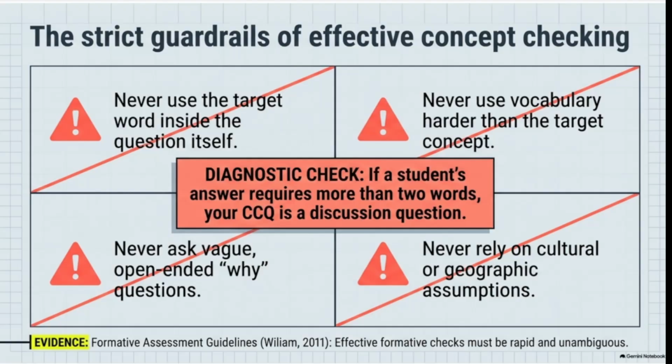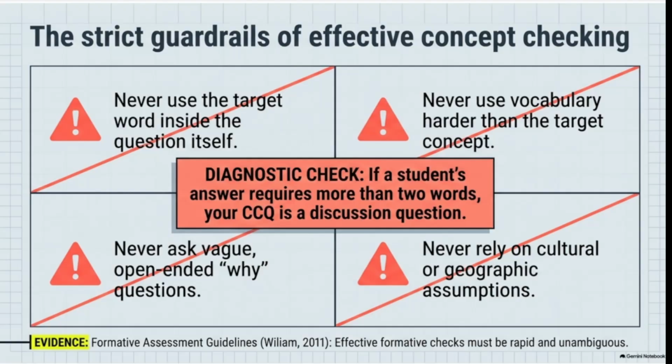Rule number 2. Never use vocabulary that is harder than the target concept. If the target word is difficult, your questions should use familiar language. Rule number 3. Avoid vague, open-ended, why questions. For example, why is he embarrassed? This may produce a discussion rather than a quick comprehension check. Instead, you may ask, did he make a silly mistake? Yes. Rule number 4. Avoid cultural or geographical assumptions.